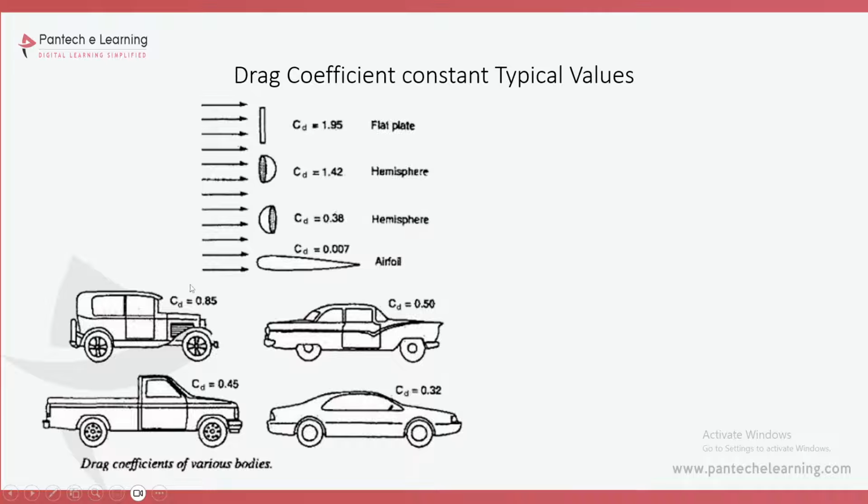See this car, it has a flat face, so the coefficient value is 0.85. Compared to this, the next one has a slight slope, so the Cd value is 0.50. Compared to this, the next is more sloped. Why? When a car runs in the air medium and strikes the air, high pressure is generated.